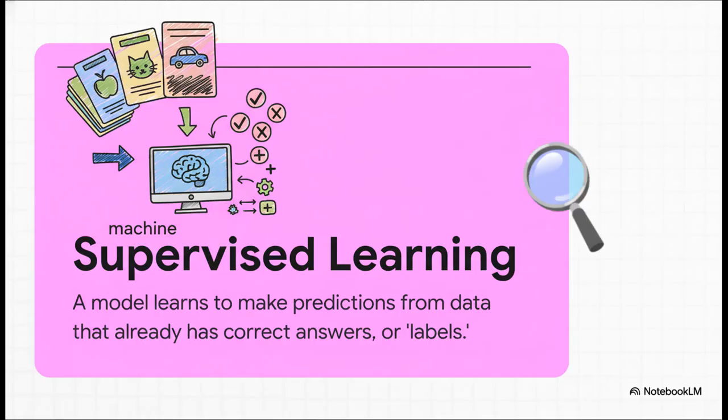Now, the most common way we do this is with something called supervised learning. And honestly, the best way to think about it is like you're studying with flashcards. We show the machine an example, let's say a picture of a cat, and we give it the answer, cat. We just do that over and over again, thousands, maybe millions of times, until it finally gets it and can spot a cat all on its own.